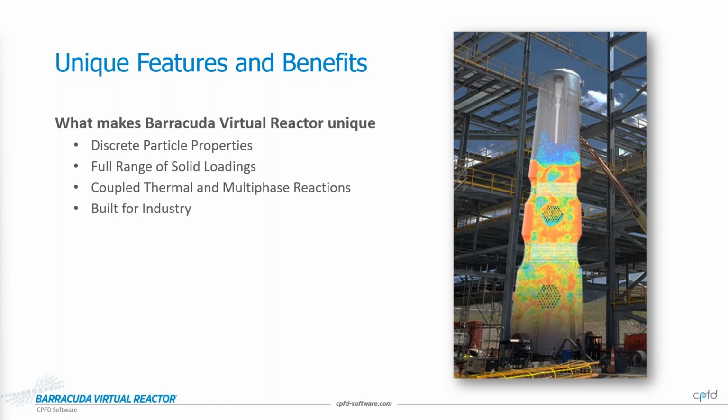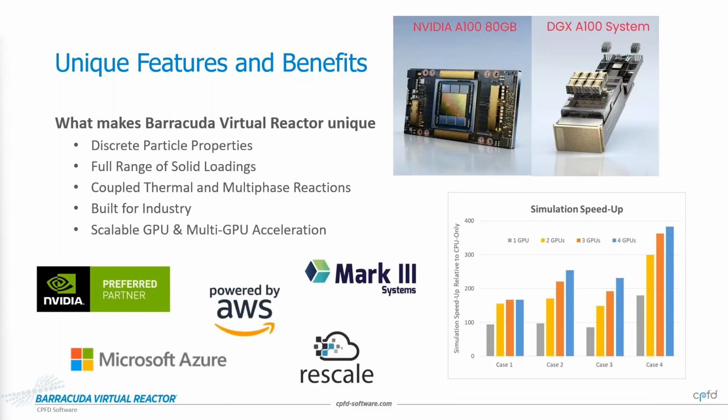Industrial units are large scale, have many, many particles, and the assumptions and a lot of what we've done has made it feasible to run these large scale industrial units in a practical, meaningful time frame. Part of how we do that is through GPU and multi-GPU acceleration. So we are a preferred partner with NVIDIA. In fact, we were an extremely early adopter of GPU technology, releasing our first GPU parallel code in late 2013.